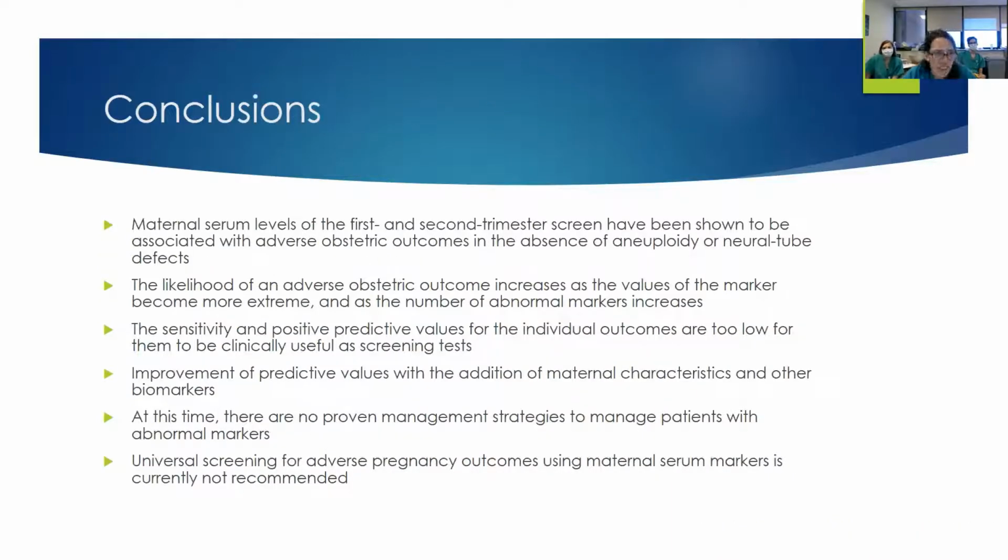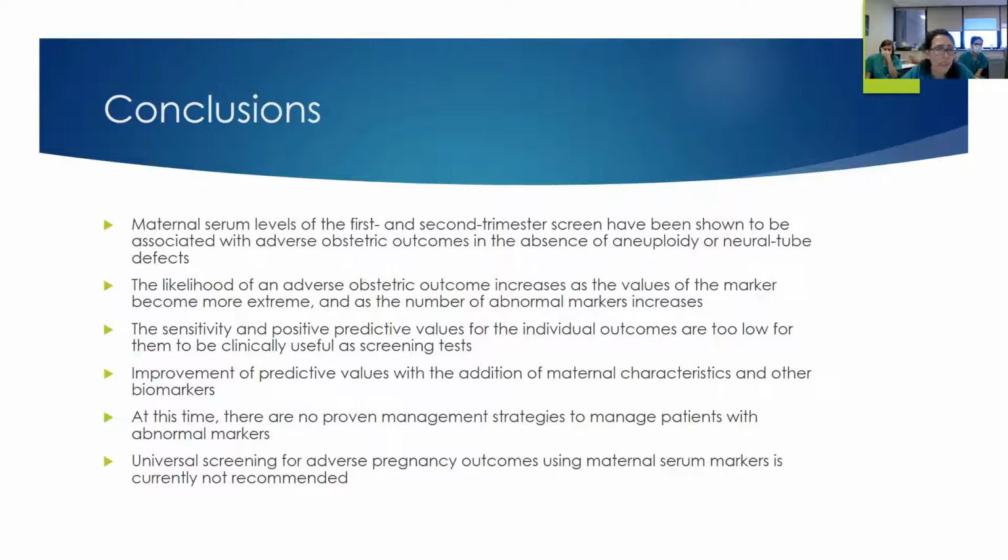In conclusion, maternal serum levels of the first and second trimester screen have been shown to be associated with adverse obstetric outcomes in the absence of aneuploidy or neural tube defects. And the likelihood of an adverse obstetric outcome increases as the value of the marker becomes more extreme or as the number of the abnormal markers increases.